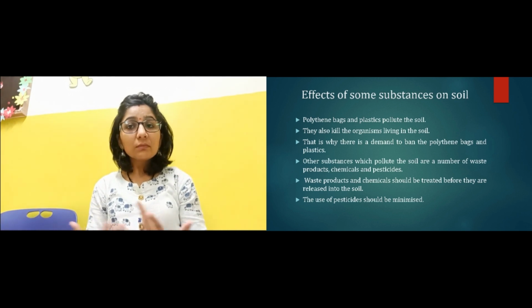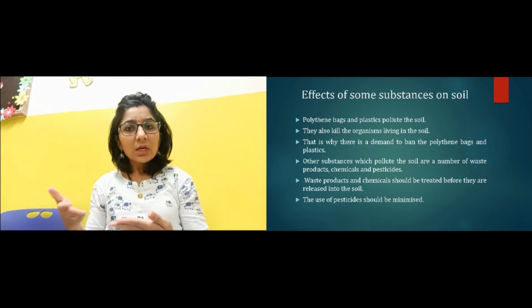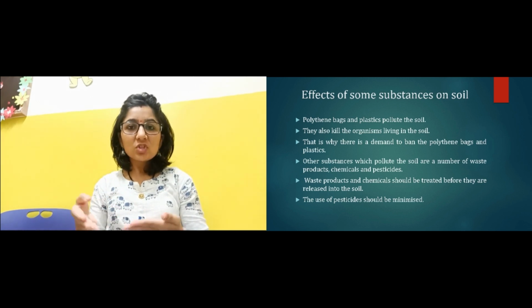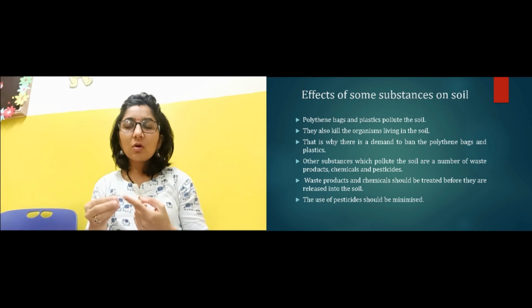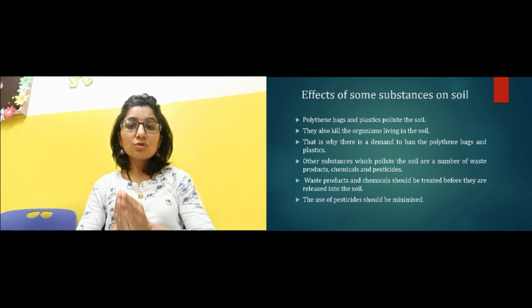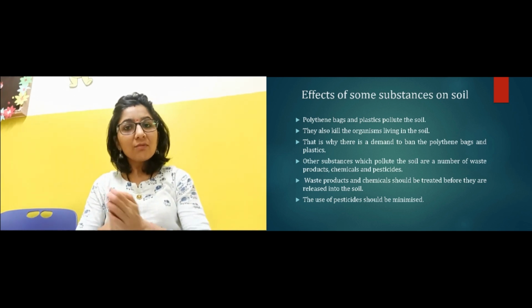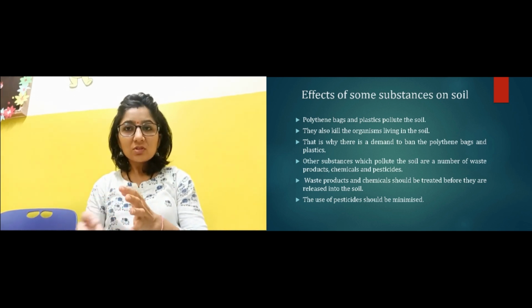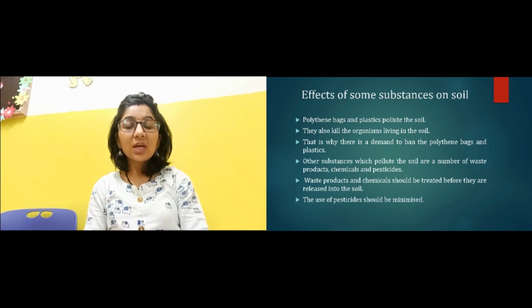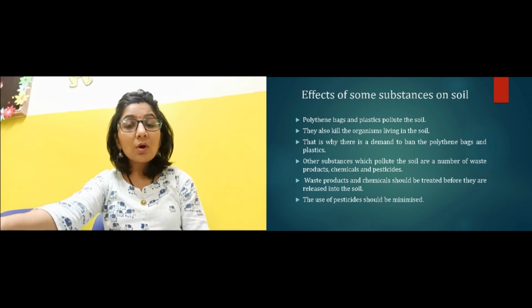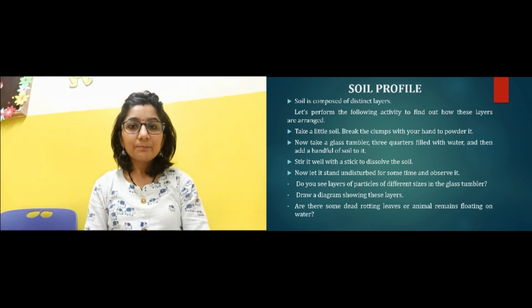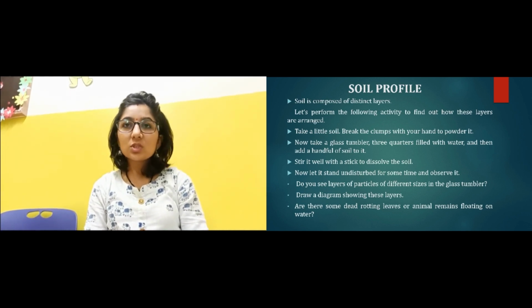Waste products and chemicals which are given out from household work, domestic, and from factories, we should first treat them. We should do the treatment of that and then we can send it or we can just simply release it into the soil. And of course the use of pesticides and chemical fertilizers should be minimized to avoid pollution of soil. Now let us see what a soil profile is.